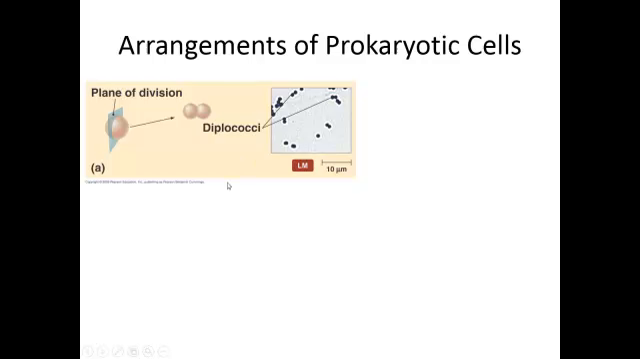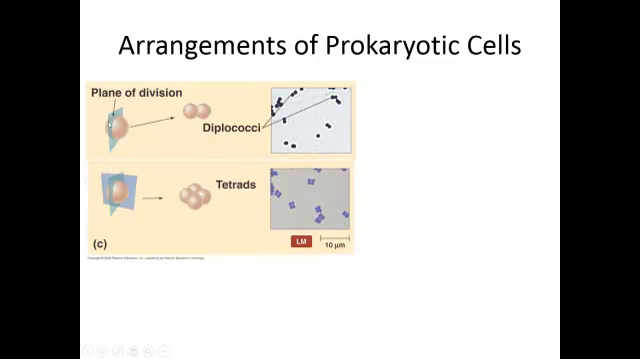On to arrangements of prokaryotic cells. First, we're going to talk about the cocci. If you get a circle and you divide it in one plane, and this division of the cell wall, they have a tendency to stay together and form 2, we call diplococci. Once they divide, if they're on their own, separated, we call those single cocci. There's a single coccus. But you can see that this organism has a tendency to form diplococci.